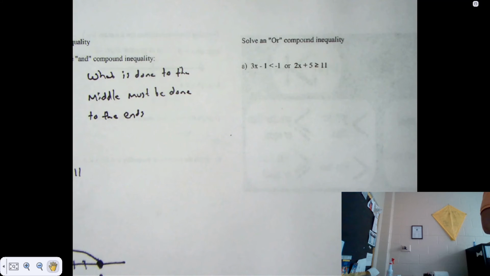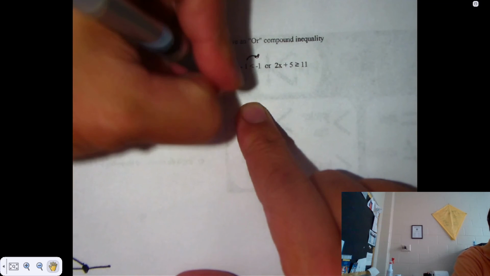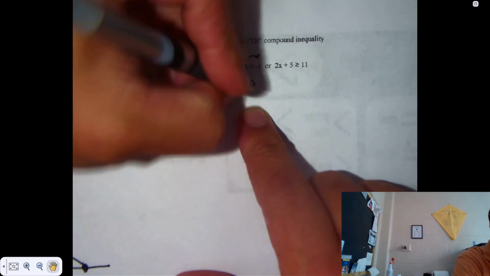But what I saw looked right. Looks like you added 1 and you had 3x less than 0. You divided your 3 out, so x is less than 0. You didn't flip your sign. Why didn't you flip your sign? Divide by a negative. Right? Some kids get confused on that rule.